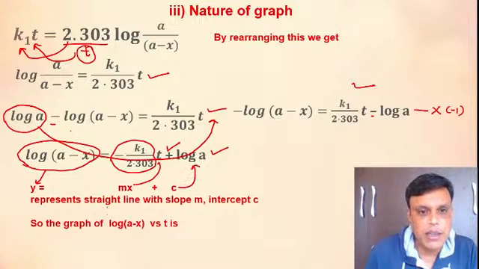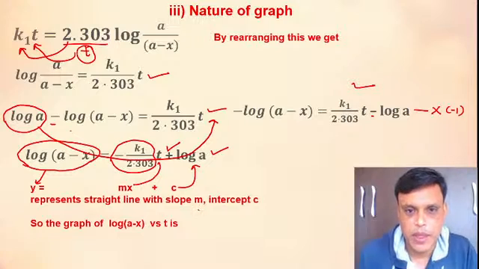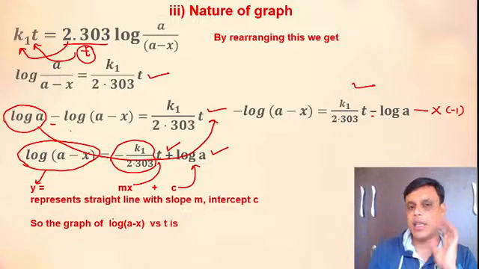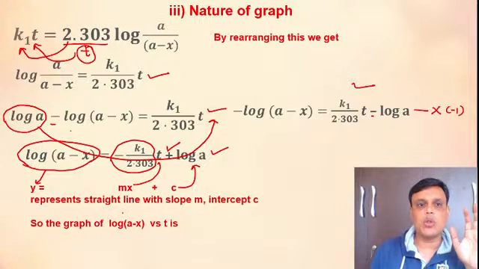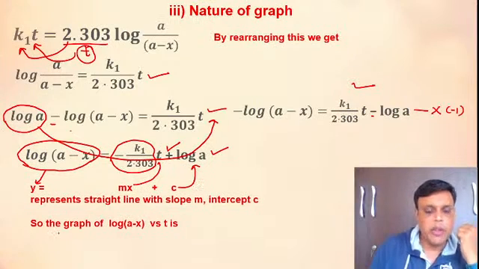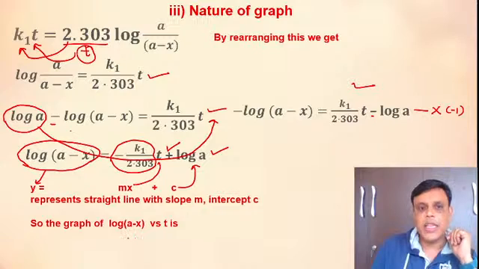So this represents a straight line with slope m. This equation represents y is equal to mx plus c. That means it is a straight line with slope m and intercept c. So log a is the intercept c. ठीक है? So if we plot the graph of log a minus x versus t, क्या नेचर आ जाएगा?